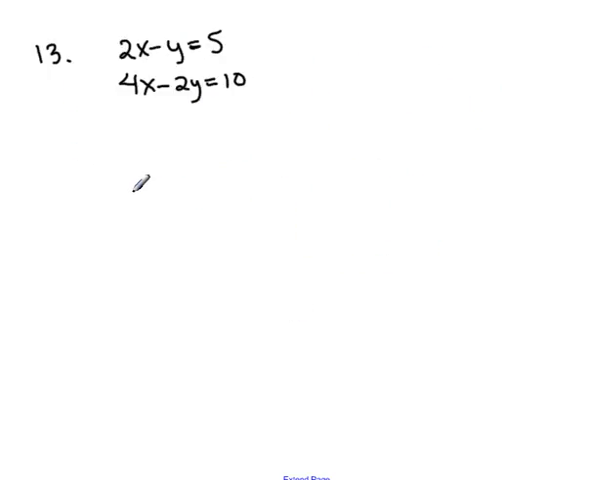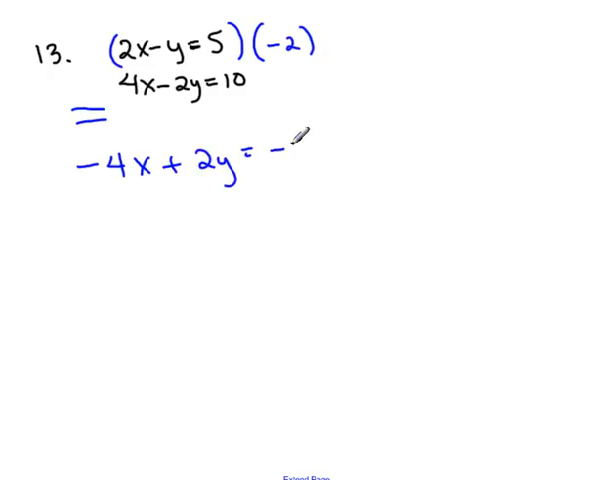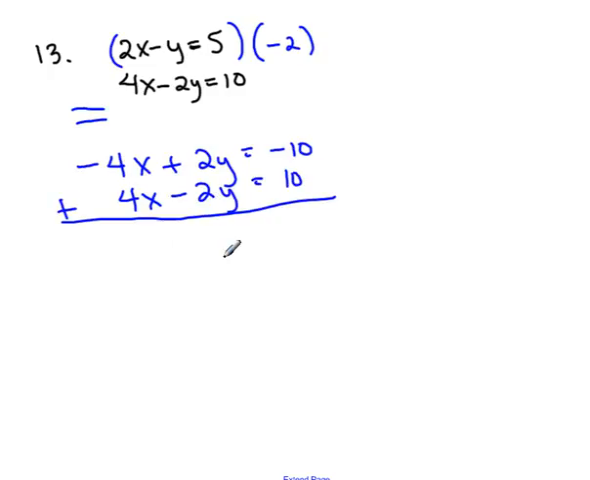Okay, this next one that we're going to solve using any method, once again you could choose to use elimination or you could choose to use substitution. I'm going to use elimination, and I'm going to choose to get rid of the x's by multiplying the top by negative 2. So when I do that multiplication, I get negative 4x plus 2y equals negative 10. I didn't do anything to the bottom equation, so I'll just bring it down. And now I will use addition.